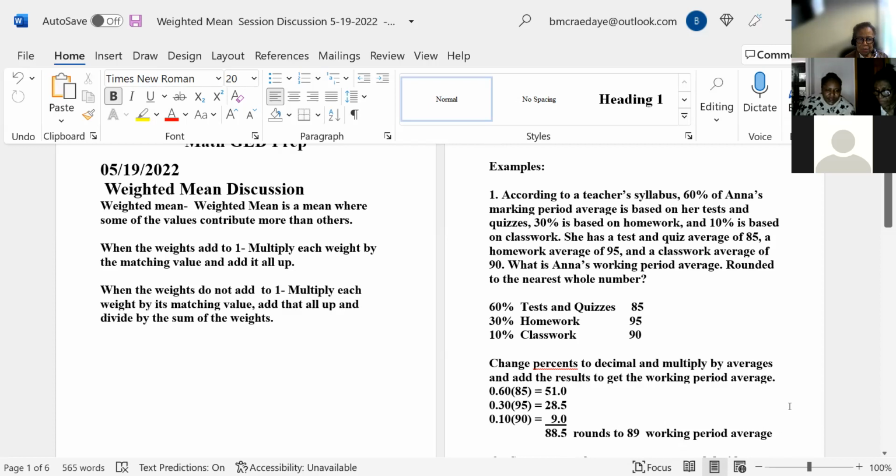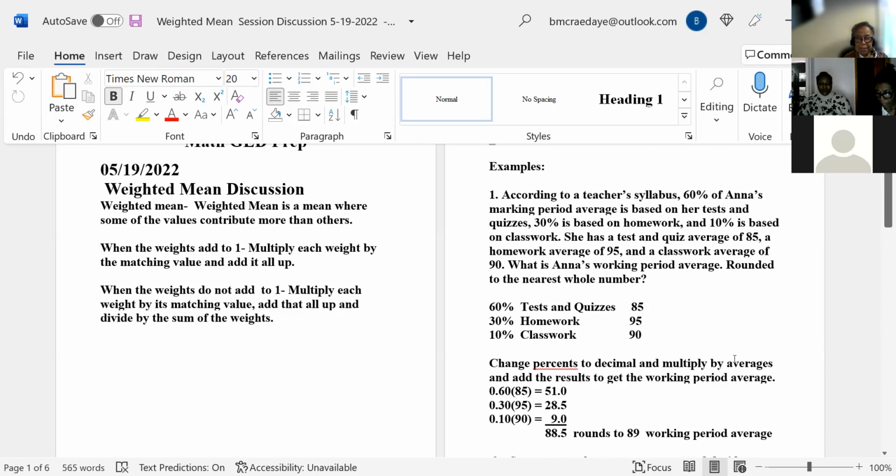The thing I don't understand is how it rounds to the nearest whole number. Remember, if it's a 5 or greater, you round up. So this is a 5, then the 8 goes up to a 9. Okay, now I understand. If it's a 5 or greater, you round up to the next higher number. If it's less than that, you just drop it. Like if this had been 88.4, then you would round that to 88.